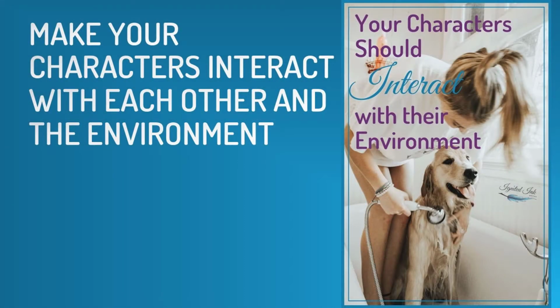Let's start with make your characters interact with each other and the environment. One of the quickest ways to weave these components together is to have your character be doing something while they are having a conversation. This gives them the opportunity to interact with the environment or the setting, maybe even comment on it, while they are interacting with the other character. And in every character interaction, you deepen those characters themselves.